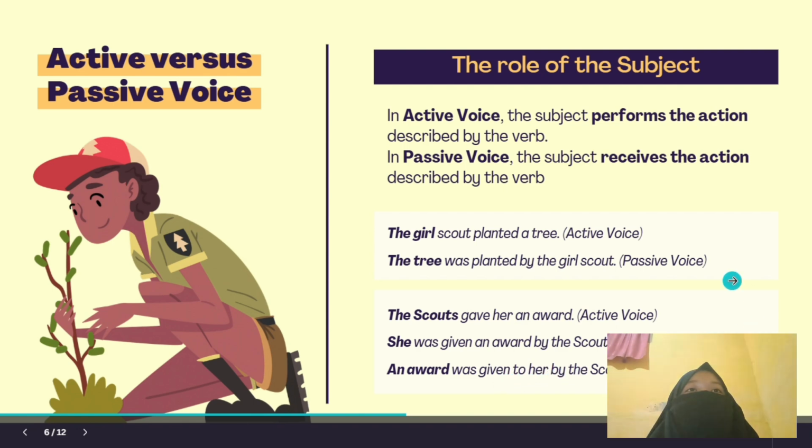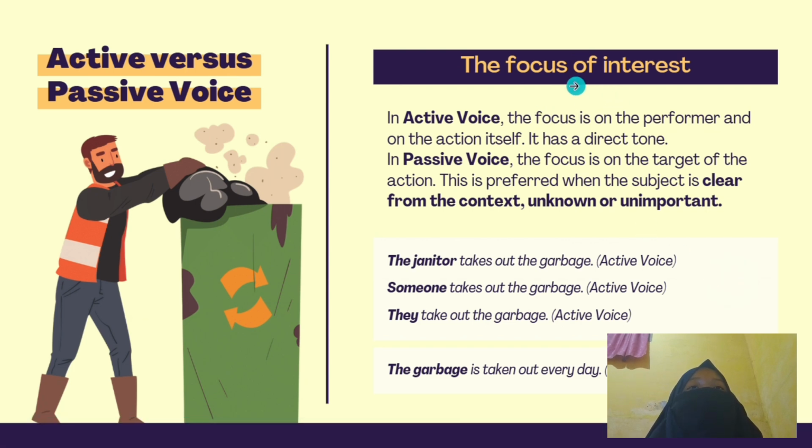Okay guys, next. The focus of interest: in active voice, the focus is on the performer and on the action itself. It has a direct tone. In passive voice, the focus is on the target of the action. This is preferred when the subject is unknown or unimportant. The janitor takes out the garbage. This is active voice.